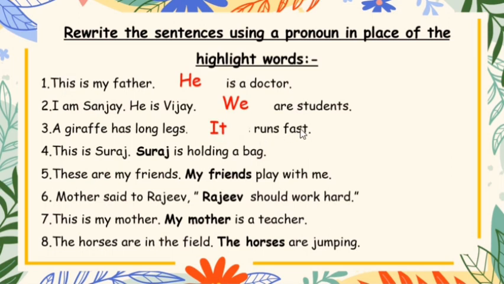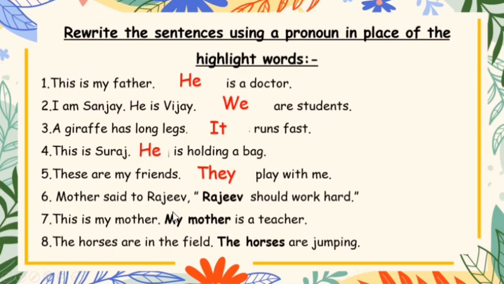It runs fast. This is Suraj. Suraj is holding a bag. Suraj, singular male. So which pronoun? He. This is Suraj. He is holding a bag. These are my friends. My friends play with me. So in place of my friends, we'll use the pronoun they.